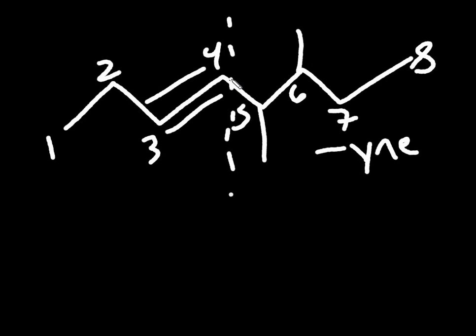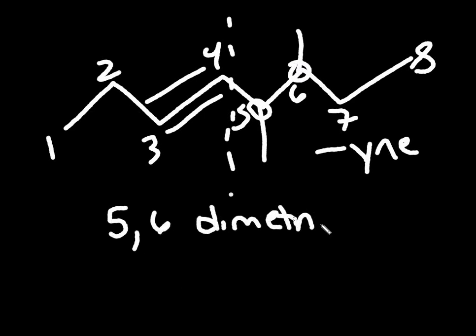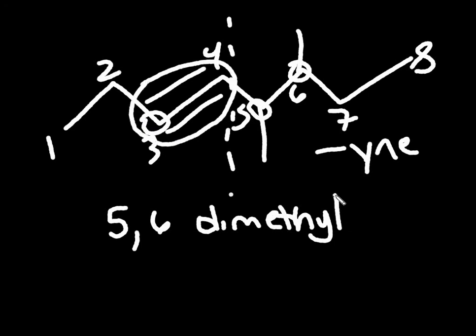So let's count this out. On the 5th carbon, we have a methyl. On the 6th carbon, we have a methyl. So this would be 5, 6, dimethyl. And starting at the third carbon, we have an alkyne here. So that would be 3-octyne. Okay, very simple. All right, let's go into something a bit different.